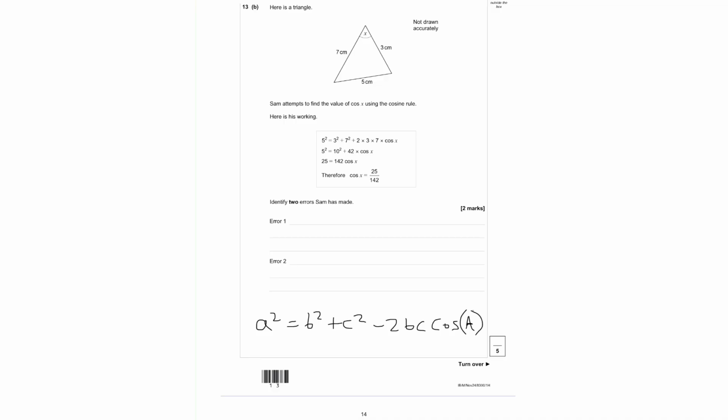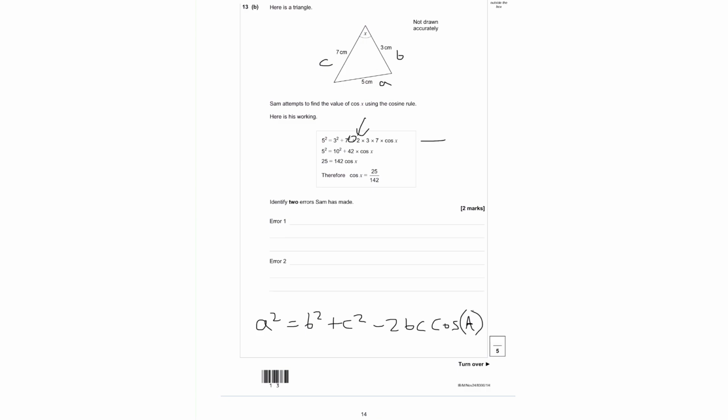So does Sam follow this equation? If he has side A as 5, and then we'll say that he said this is side B and this is side C, so we have A squared, we have 5 squared equals 3 squared plus 7 squared plus 2 times 3 times 7 times cos x. So we can see that the issue here occurs with this plus between the 7 squared and the 2. It should be 3 squared plus 7 squared minus 2 times 3 times 7 times cos x.